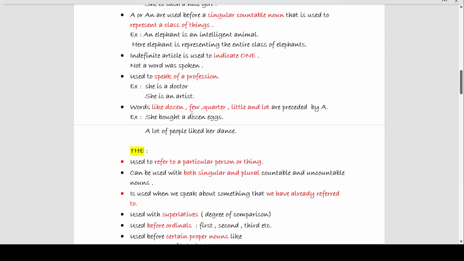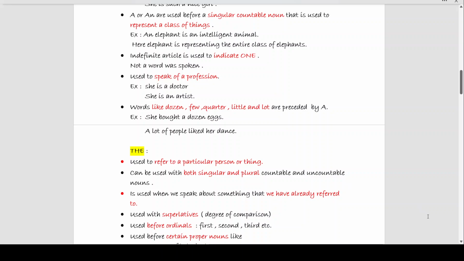Next, words like dozen, few, quarter, little, and lot are preceded by "a". Preceded means they come before the article "a". Like, "She bought a dozen eggs." In words like dozen, it is preceded by the article "a". "A lot of people liked her dance." Words like lot also are preceded by the indefinite article "a".